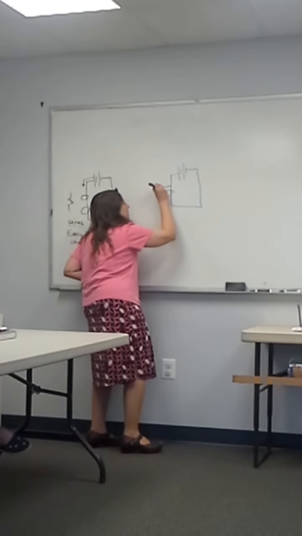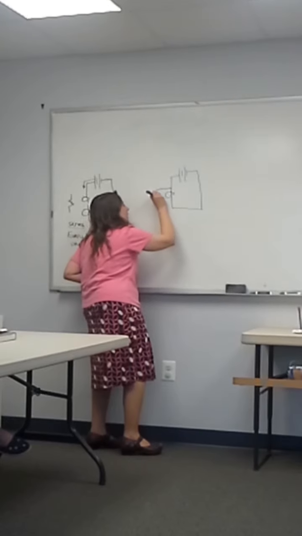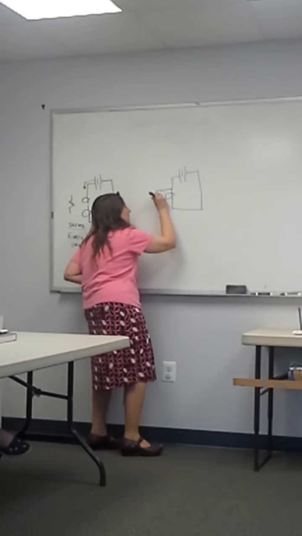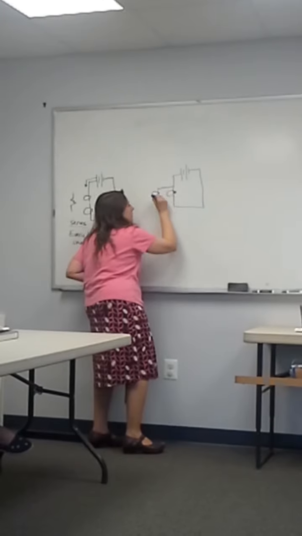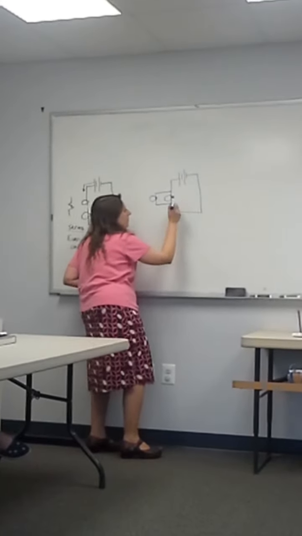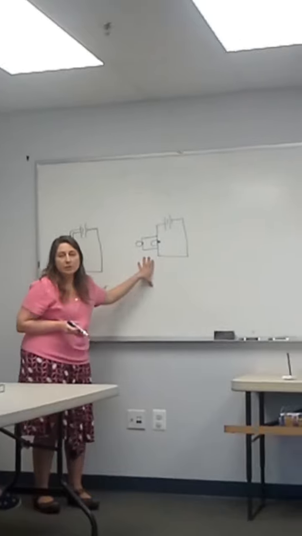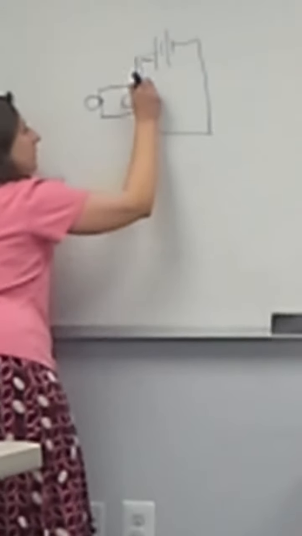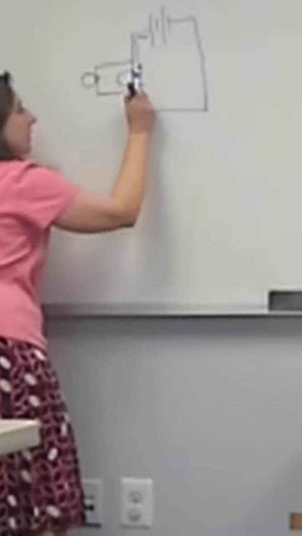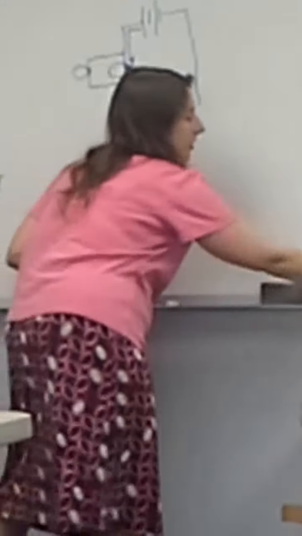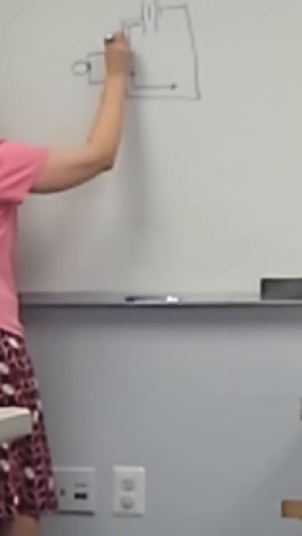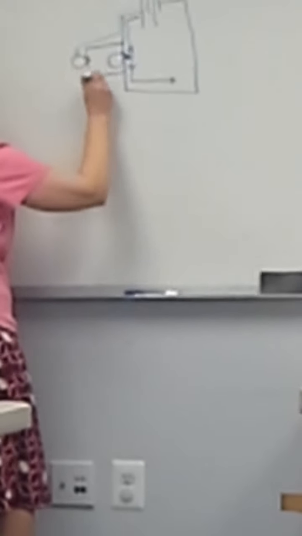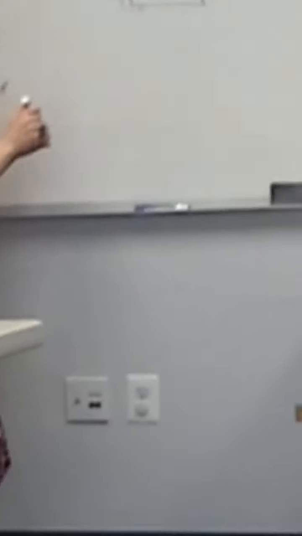But then I've got this going on here, right? So, does every single electron have to pass through this light bulb and this light bulb? No. Some electrons will go like this, and they'll pass through that one and keep going and around. But some electrons will leave the battery and never go through that first light bulb. They'll only go through the second one and around.